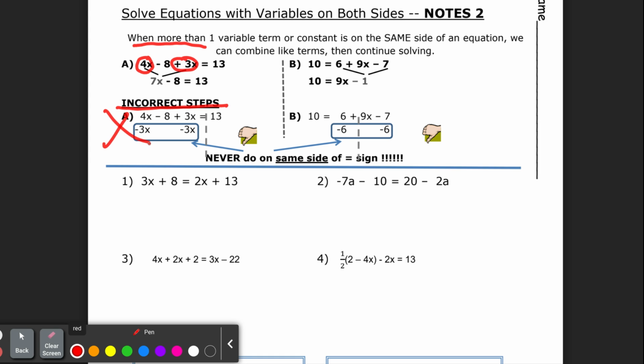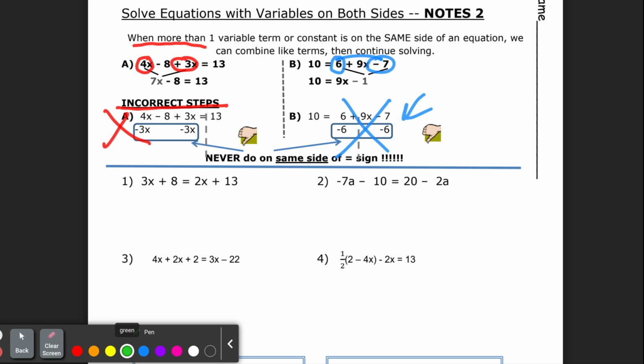All right. On letter B, here you see we have a 6 and a minus 7. Those are like terms, they're on the same side. So 6 minus 7 is a minus 1. All right, when we look down here at this one, we've seen this in the past where some students want to subtract 6 from the same side. No, do not do that. You combine the like terms if they're on the same side. Okay? All right, so let's go ahead and take a look at number 1.